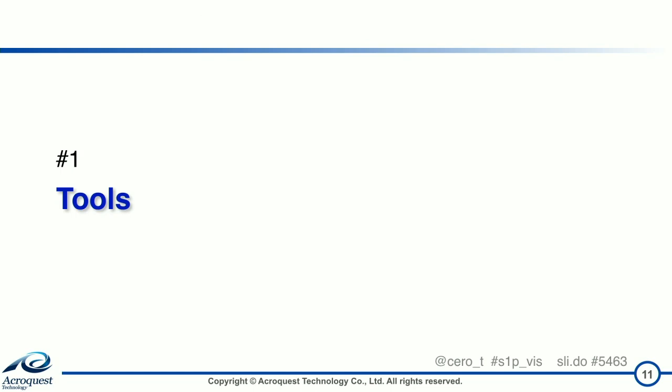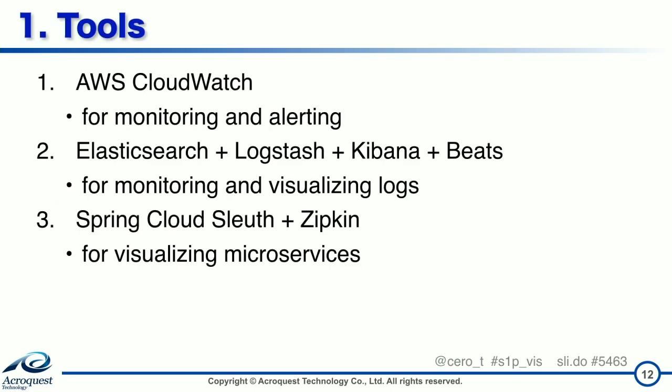Okay, let's go. Tools. I will introduce three tools in this session. One is AWS CloudWatch for monitoring and alerting. The second one is Elasticsearch, Logstash, Kibana, Beats for monitoring and visualizing logs. And the third one is Spring Cloud Sleuth and Zipkin. That is the main topic of this session. I will use it for visualizing microservices.